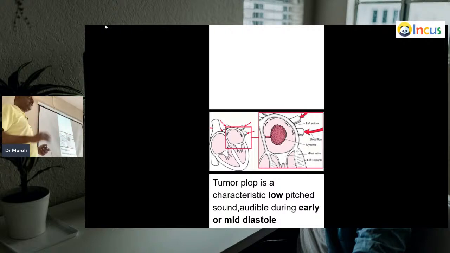Tell me, what are all the diastolic sounds that you know? Opening snap, S3, S4, and tumor plop. Tumor plop is heard with the bell, low pitched. S3 is bell, low pitched. S4 is bell, low pitched. But the opening snap is high pitched, low amplitude. Hence, you have to use the diaphragm. That is what you have to be very, very clear about.